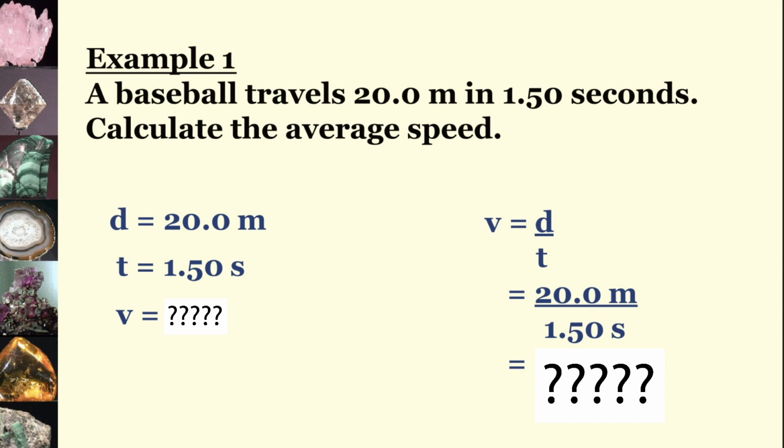All right, and now you can already tell the unit that this is going to come out as, because you have meters here and you have seconds here. So the unit will be meters per second. All right, so do some math for me. 20.0 divided by 1.50 is going to equal 13.3 meters per second.